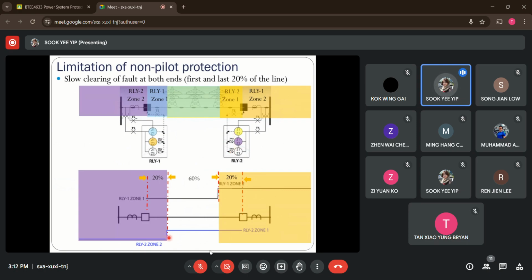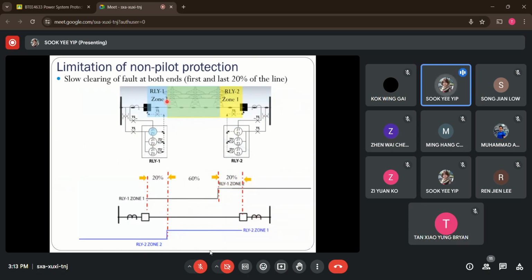Again, after a delay of 20 cycles, you will go to the second zone of operation of this distance relay that is located at the right-hand side of the line. So for both of the zone 2 protections of the relays, they actually will pick up the fault for the remaining 20% of the line, but with a time delay of 20 cycles. So now let's simulate a fault. What if I have a fault occurring near relay 1 here?